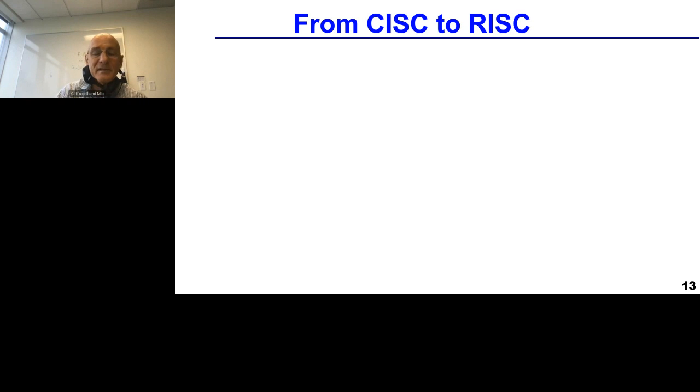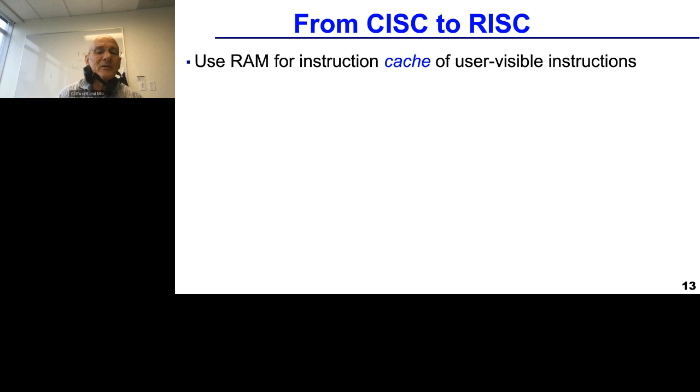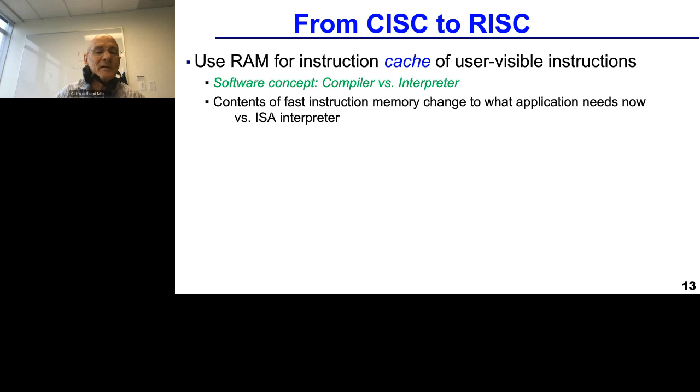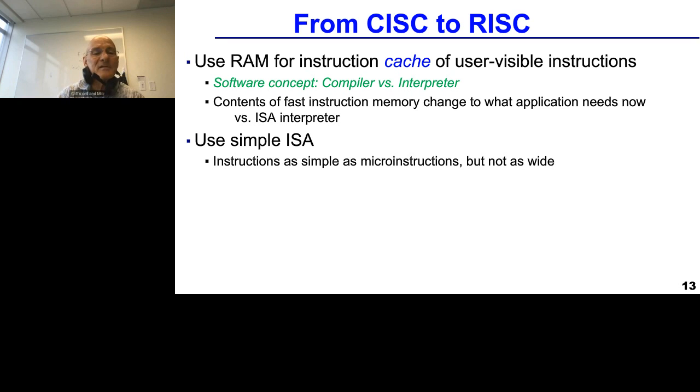So this brings in the reduced instruction set computer. So what are the ideas? The RAM that had been used for these microcoded interpreters was instead repurposed to be an instruction cache for user-visible instructions. So it's more like compiling versus interpreting. And what this meant was the content of that memory could change depending on what the program was running, rather than just running an interpreter for an instruction set. The instructions are then pretty simple, just about as simple as microcode, just not as wide as microinstructions. And it turns out the simpler instructions enable pipelined execution. Microcode is often pipelined as well.